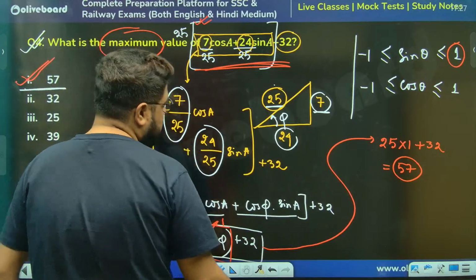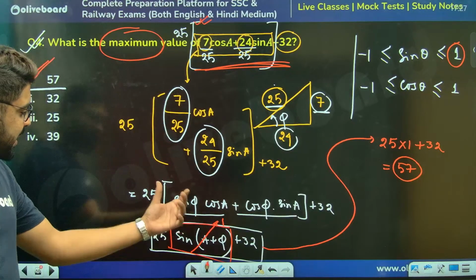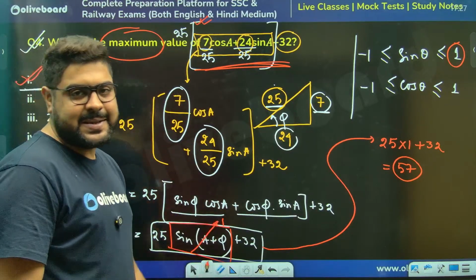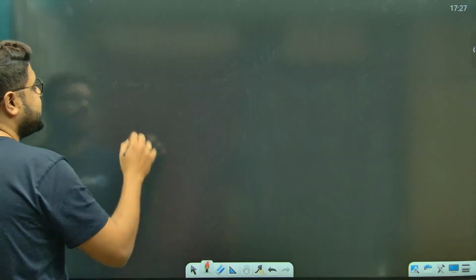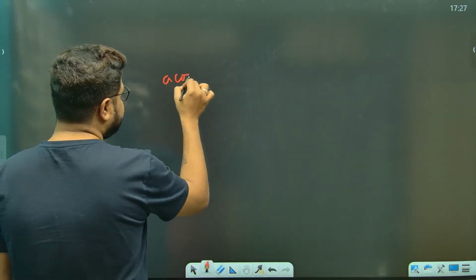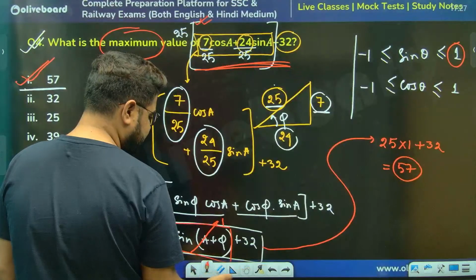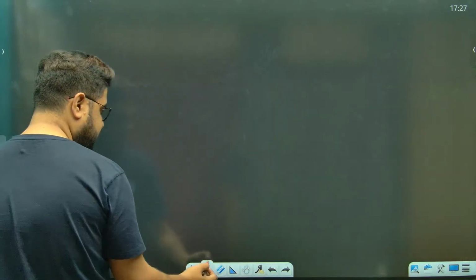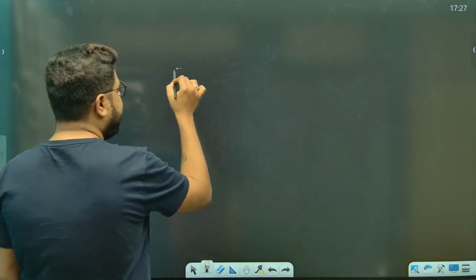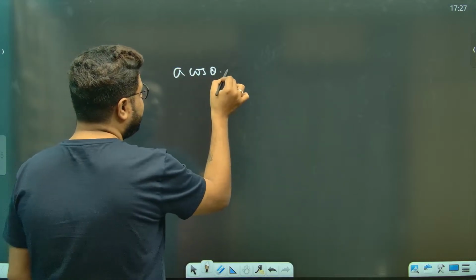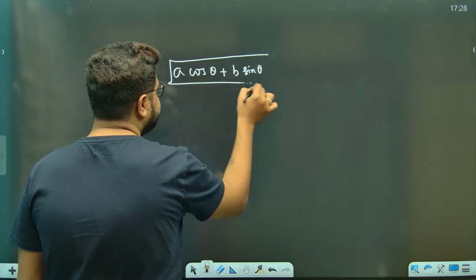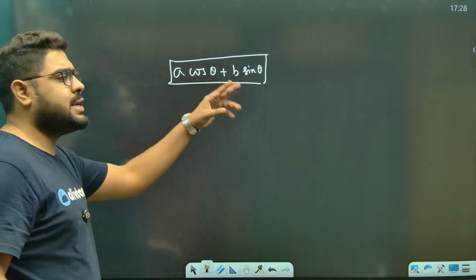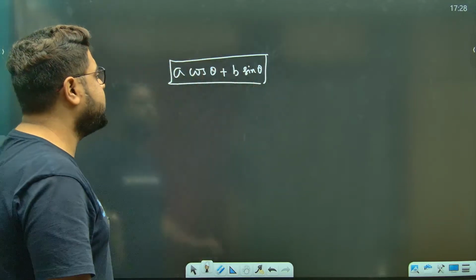Now, sir, the shortcut. The shortcut actually comes from here. Sir, you understand, brothers? If there is something like A cos theta plus B sin theta, if you see something like this, now cos theta and sin theta can interchange. This is commutative, no worries.